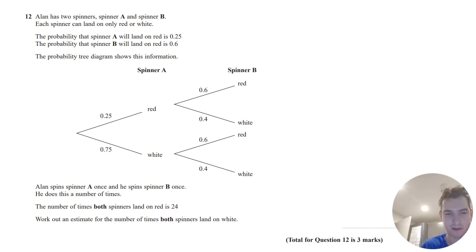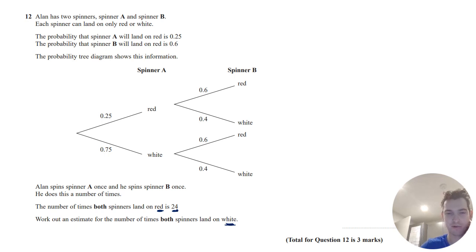Okay, he does this a number of times. The number of times both spinners land on red is 24. Okay, both spinners land on red is 24. Work out an estimate for the number of times both spinners land on white. Okay, so how am I going to start this problem?